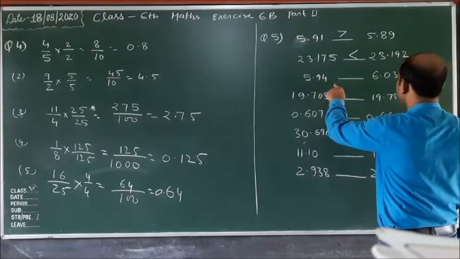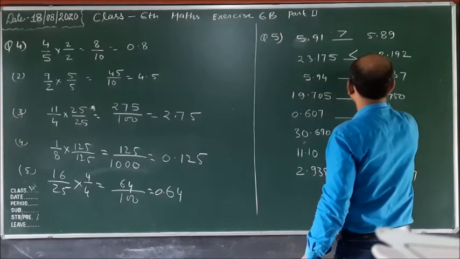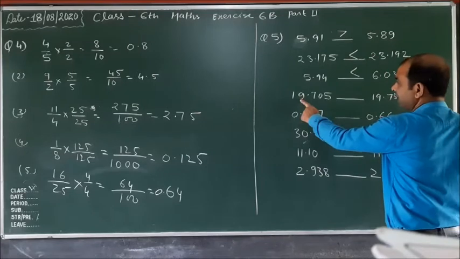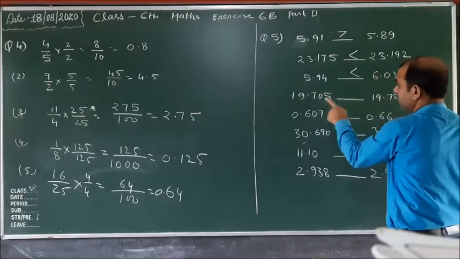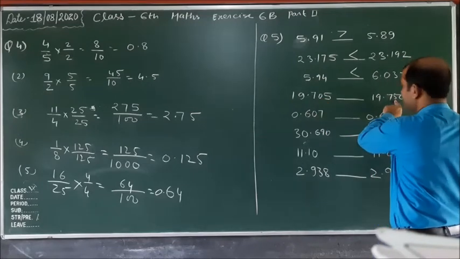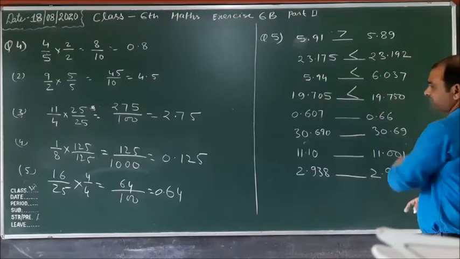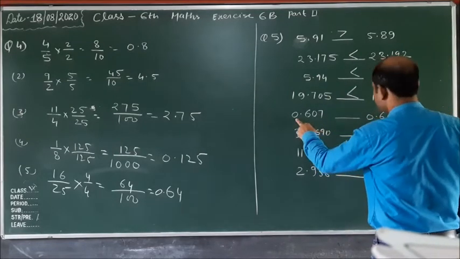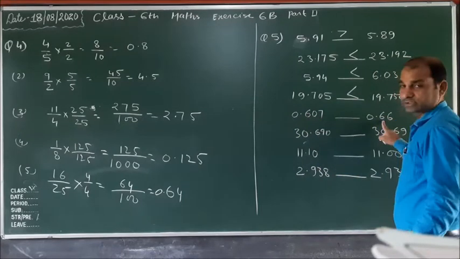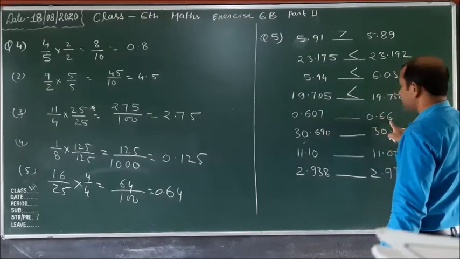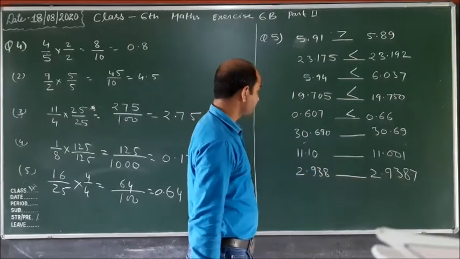Now 5.94 and 6. Here 5 and here 6, so this number is greater. Then 19, here 19, here 7, here 7, here 0, here 5. So this decimal is greater because here 0 and here 5. Now after the decimal 6, here also 6, here 0, here 6. So this number is greater, so we put the sign this way.